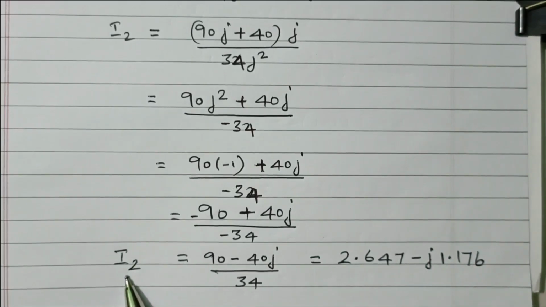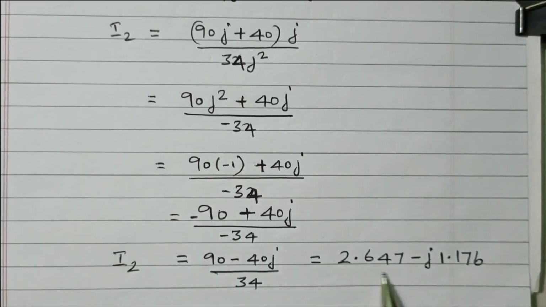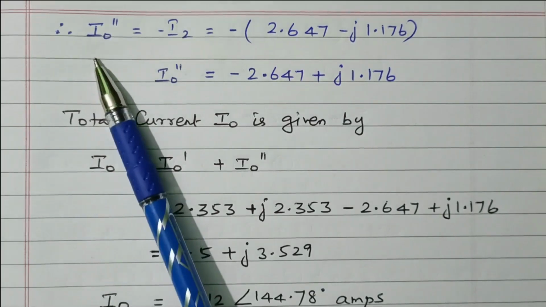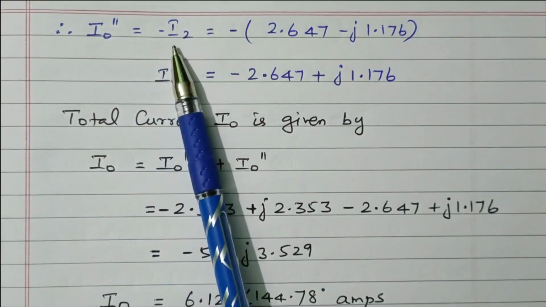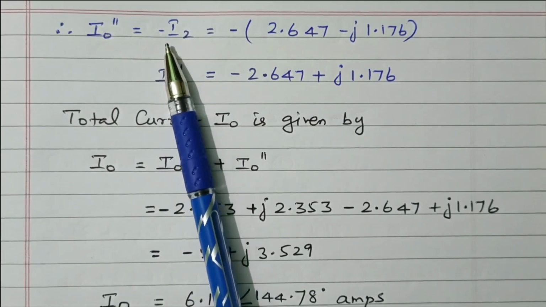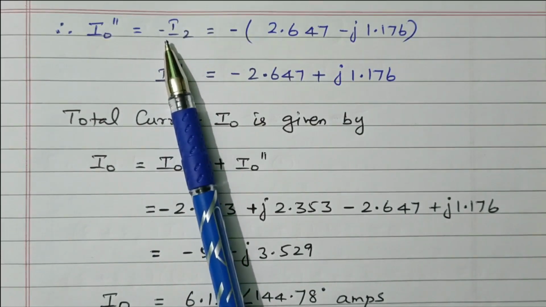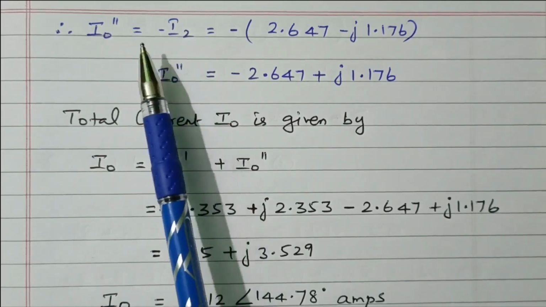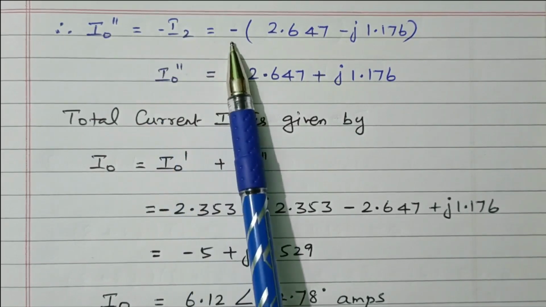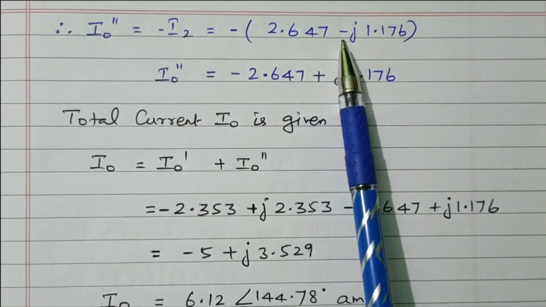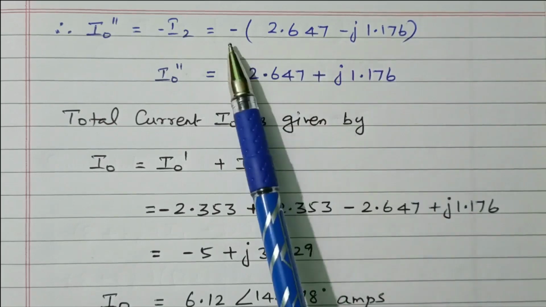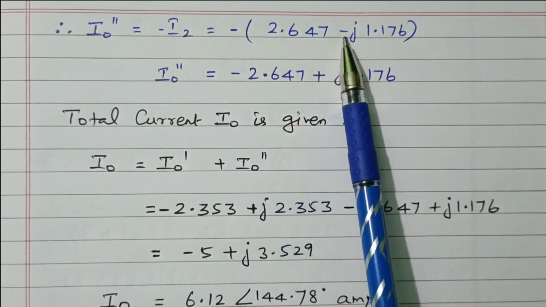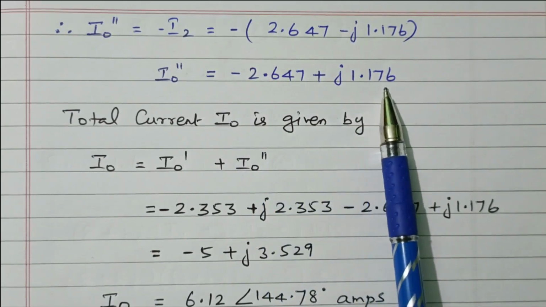That is the current due to only the current source I2. Now we will go for further simplification. So I naught double dash equal to minus I2. The direction is different in both. By inspecting the diagram we can easily understand: I naught double dash is going upward, but I2 is going downward, so due to that there is a negative. So negative of (2.647 minus J 1.176). Multiplying the negative inside: minus 2.647 plus, as negative is already there, plus J 1.176.